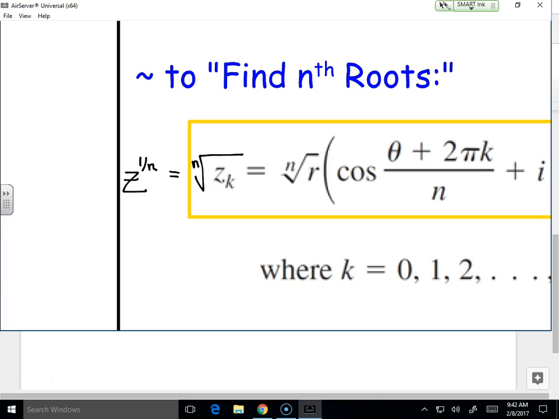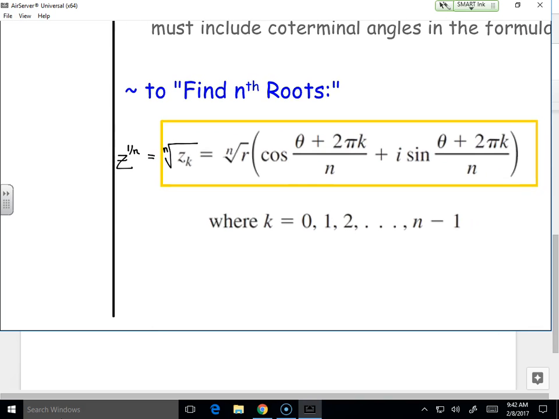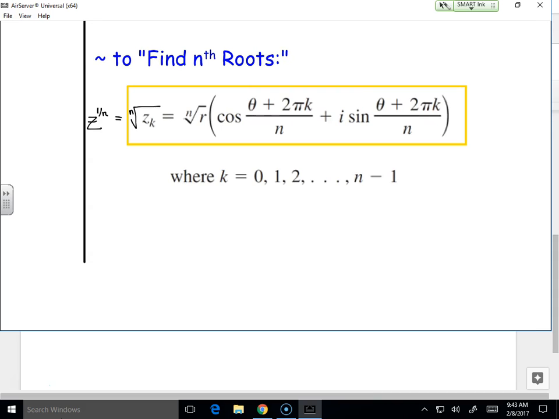Okay, you can see it multiple ways. If you have z to the power of 1 over n, which is the same thing as the nth root of z, don't worry about the notes up above, just skip them. To find the nth root of z, or z to the 1 over n, does the same pattern follow, that whatever you do to the z, you do to the r? Yes. Okay, that's not bad.